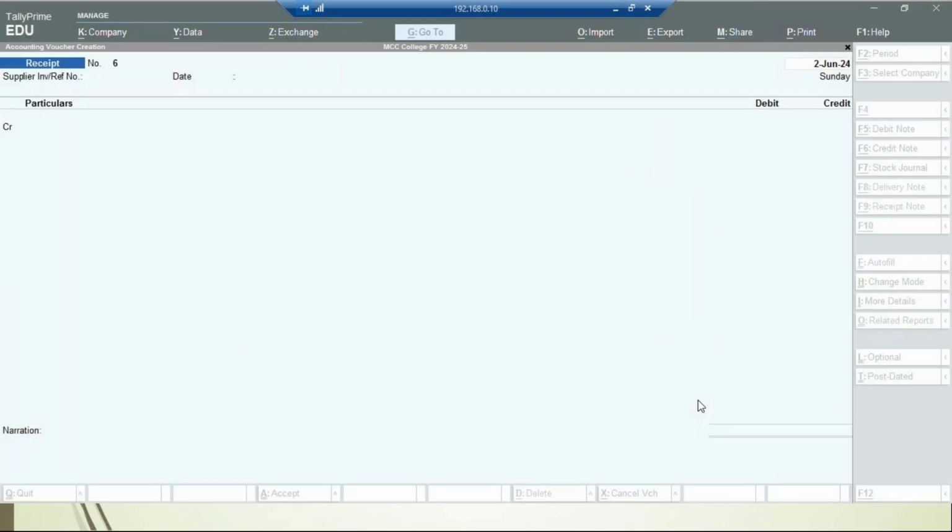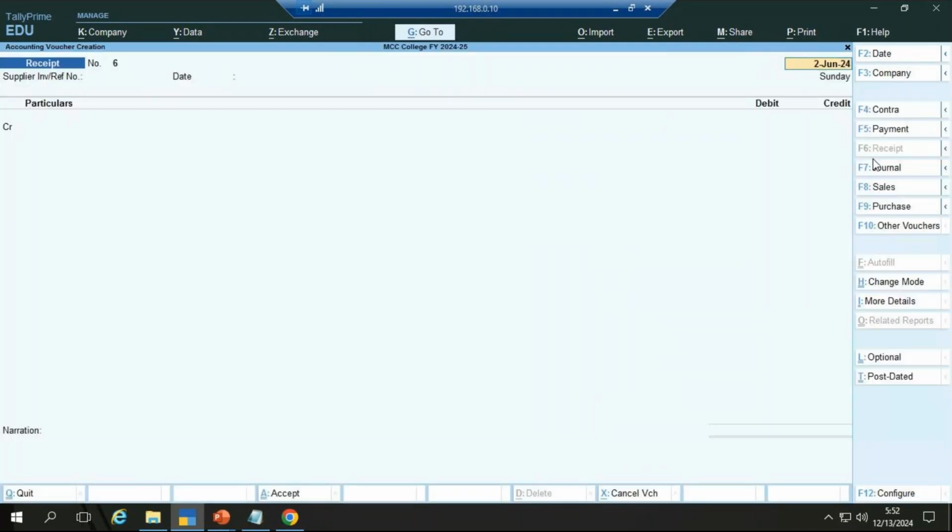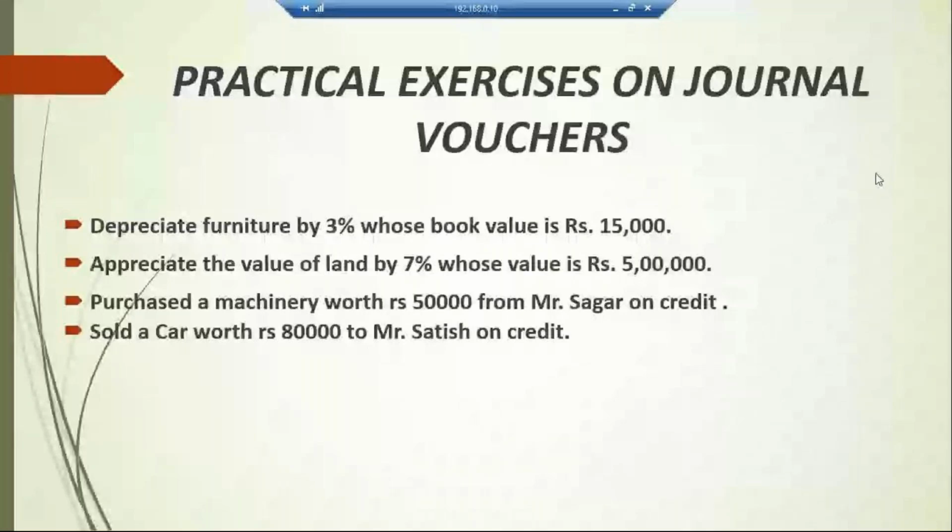Now you can see the path: Gateway of Tally, Transactions, Voucher, F7, Journal Voucher. Next, a practical exercise on the journal voucher. Depreciate furniture by 3%, whose book value is 15,000. The value of the furniture is 15,000 and it is depreciated by 3%. So that is the first transaction.